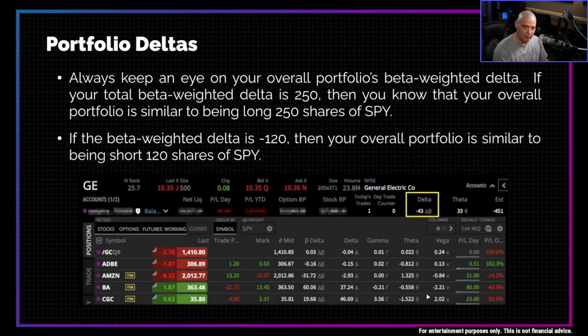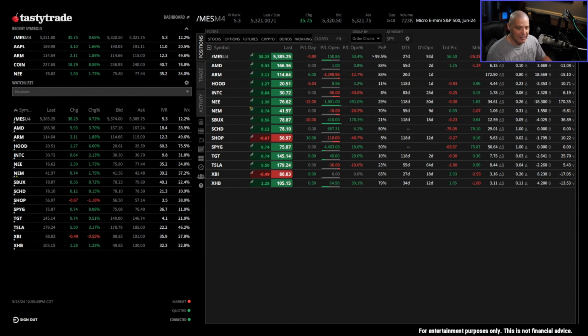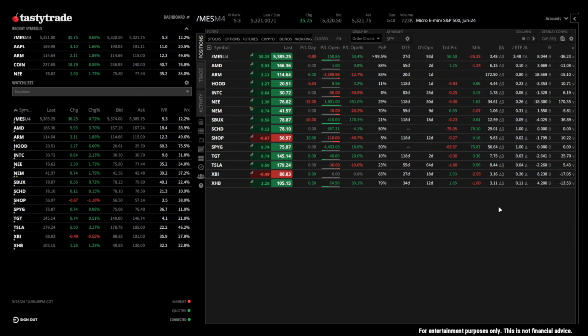But when it comes to individual positions, if I back up a slide, you can actually have beta weighted deltas and you can have your regular deltas, which are just the deltas within that individual asset, that underlying stock. So there's two different deltas you can add to your platform. If I actually move my head, you can see that I have beta weighted delta here in this column. And then this column here that says /ETF/delta, that is just the delta of the option positions. That's just your regular deltas, right?